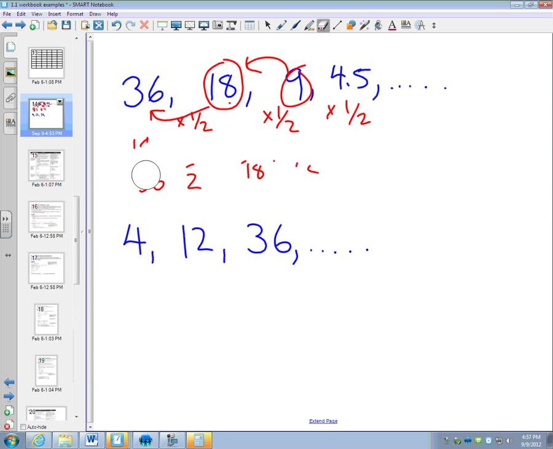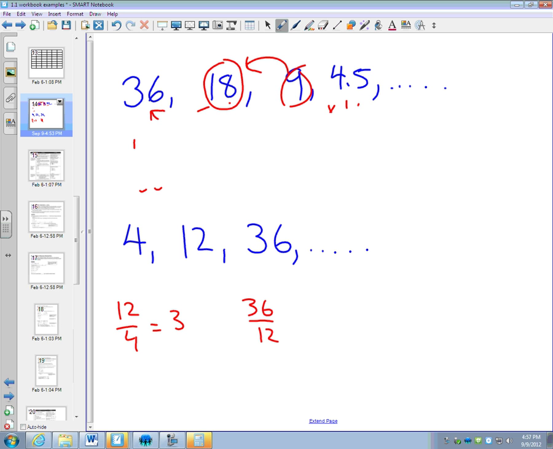So again, we take a term and we look at the term before it. Let's look at this one. 4, 12, 36. Well, 12 divided by 4 is 3, and 36 divided by 12 is also 3. So its common ratio is 3. So the next term would be 36 times 3, which is going to be 90 plus 18, probably 108. Okay?